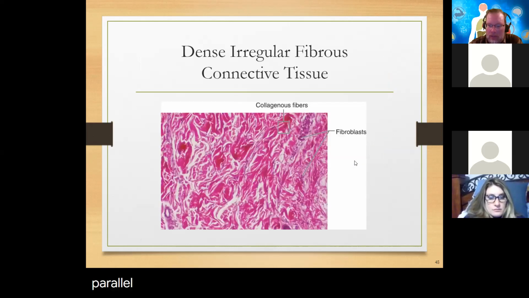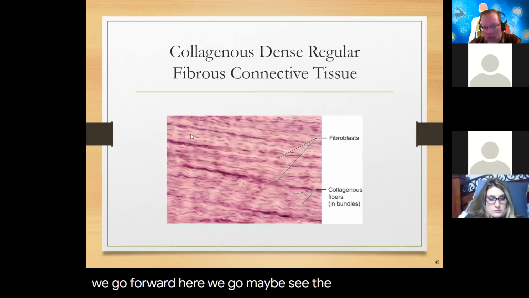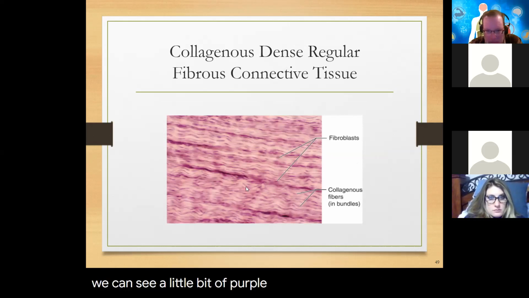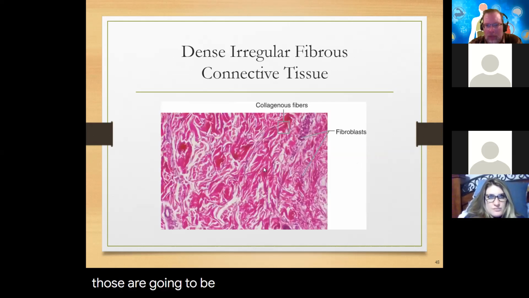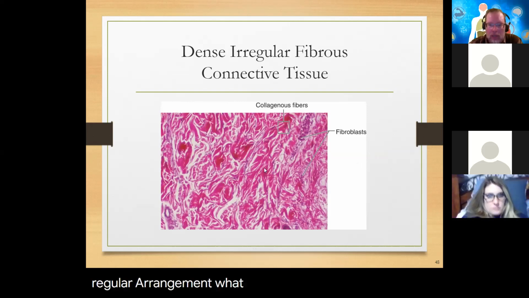We'd maybe typically see, let me back, here we go, maybe see this nice regular arrangement. We'd see these parallel lines and a lot of fibers. We can see a little bit of darker purple spots in there. Those are going to be indicative of the nuclei. Then we come look at this mess, and you can see it's dense, right? There's a ton of fibers, but there's no regular arrangement whatsoever in there.